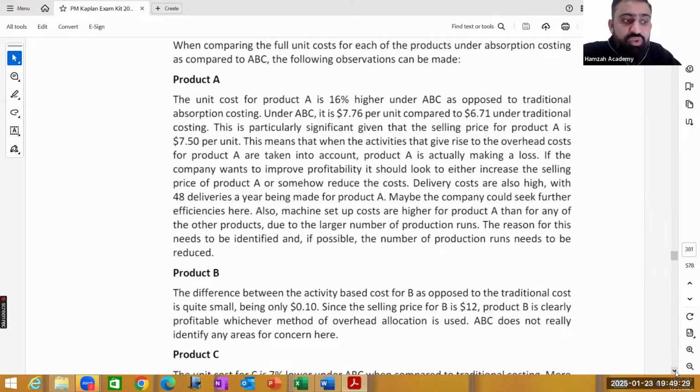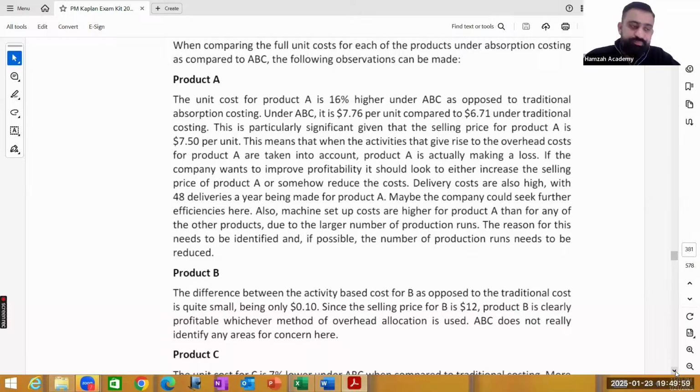And if the company wants to improve the profitability, it should look to either increase the selling price of product A or somehow reduce the cost. Delivery costs are also high, with 48 deliveries a year being made for product A. Maybe the company could seek further efficiency here. Also, machine setup costs are higher for product A than for any of the other products due to the larger number of production runs. The reason for this needs to be identified, and if possible, the number of production runs needs to be reduced.